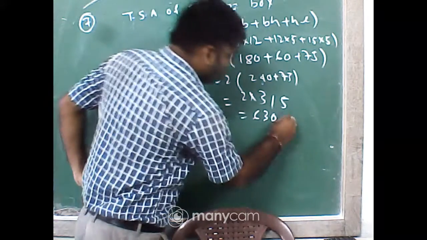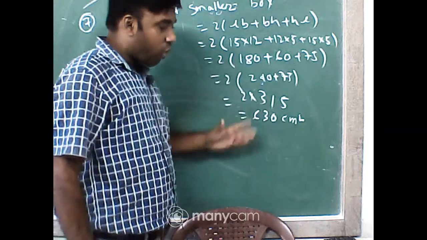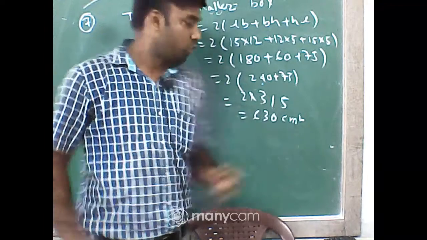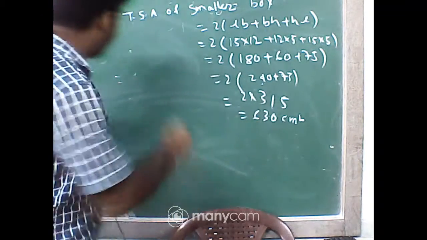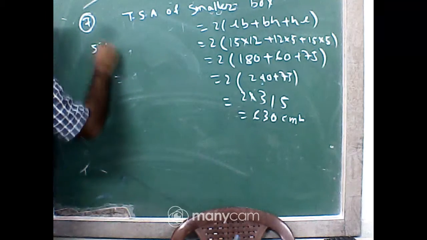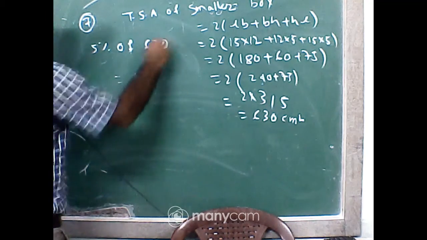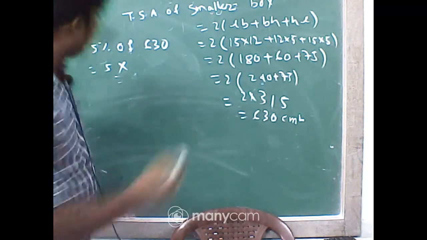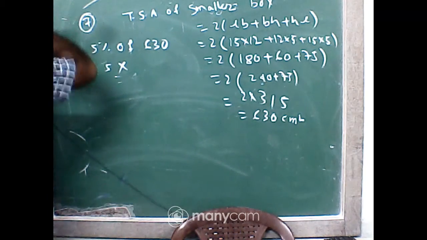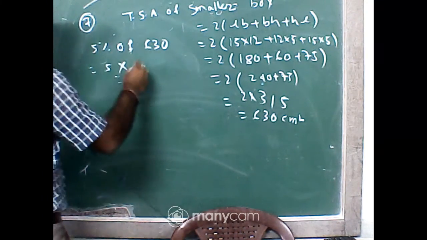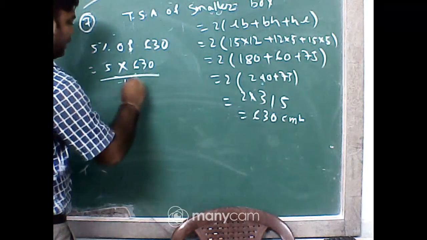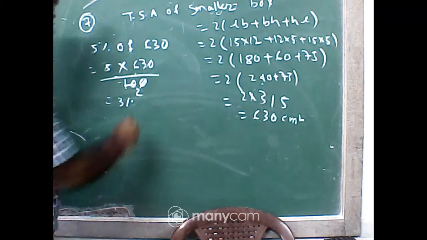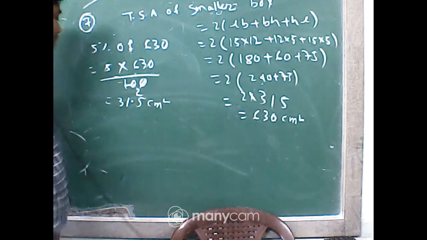Okay. Now student, for overlapping, 5% more is required. So what is the 5% of 630? You can write here, for overlapping, that is 5% into 630 by 100, that is 31.5 centimeter square.